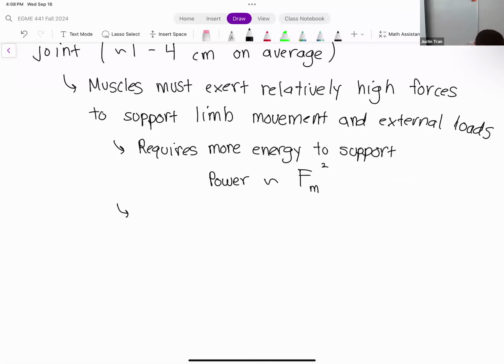Another result that comes from this is that, because muscles can only apply forces in tension, as the muscle exerts more and more force, that causes higher and higher reaction forces at the joints.